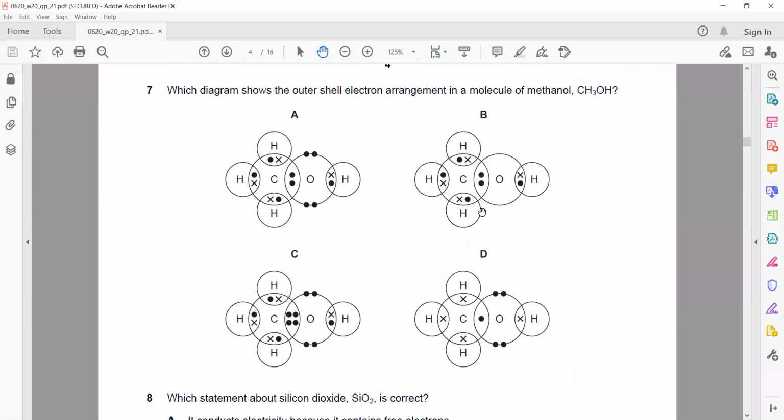Question 7. Which diagram shows the outer shell electron arrangement in a molecule of methanol? Carbon belongs to group 4, so it will share 4. Hydrogen has 1 electron, so it will share that one. Oxygen belongs to group 6, so it will share 2 and unshared will be 4. Which is the correct diagram for the structure of methanol, including the shared and unshared electrons?